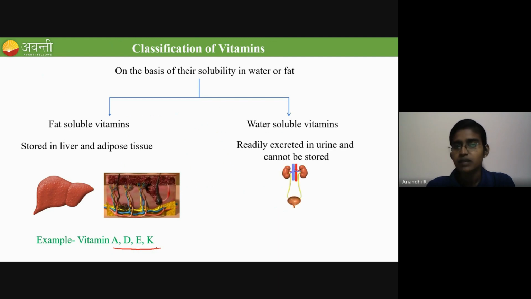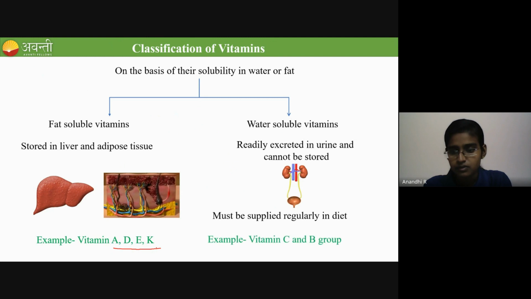So water soluble vitamins are readily excreted in urine and they cannot be stored in your body. Okay. So fat soluble vitamins are stored in your body in liver and adipose tissue, whereas water soluble vitamins are excreted in your urine and cannot be stored in your body. So they must be supplied regularly in the diet. Okay. So vitamin C, for example. Yes, Sandeep, you cannot store vitamin C. It does its action and it gets excreted.